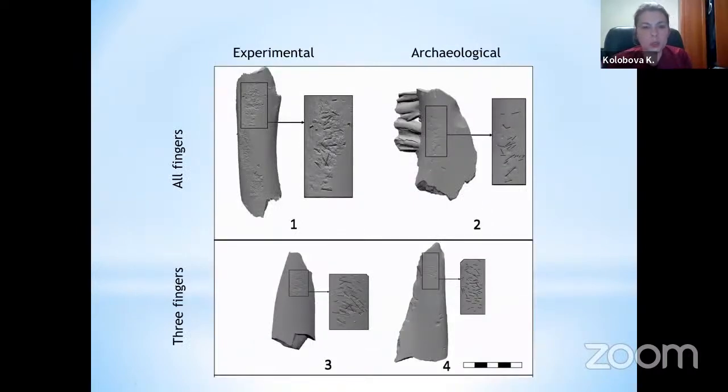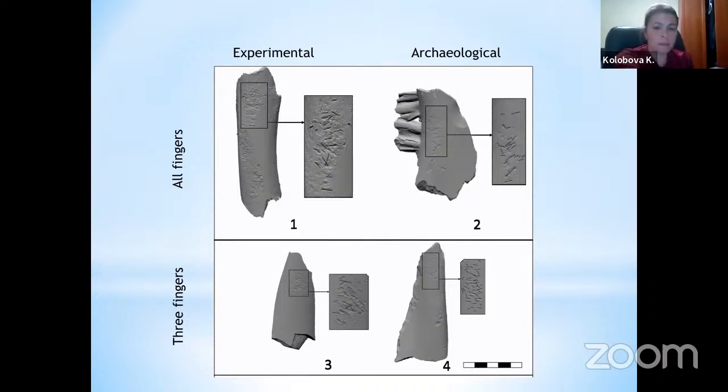So we began to think what was the reason to use three or five fingers, and we were also trying to detect the direction of the long stretched long pits on the experimental and archaeological retouchers. And we recognized that the retouchers obtained by gripping with three fingers have long pits with a direction that is more parallel than the retouchers used with all fingers.